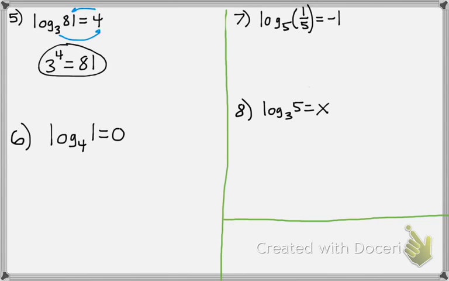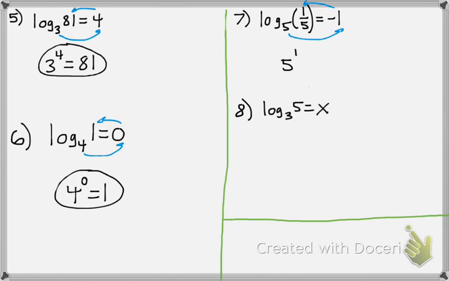On number 6, if I transform it, it's going to be 4 raised to the 0 is equal to 1, which is also a true statement. For number 7, if we transform it, then it's going to be 5 raised to the negative 1 is equal to 1/5. This is true because that negative 1 as an exponent is going to move it down to the denominator.